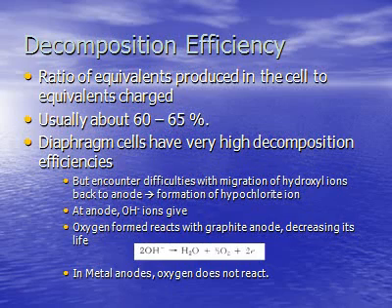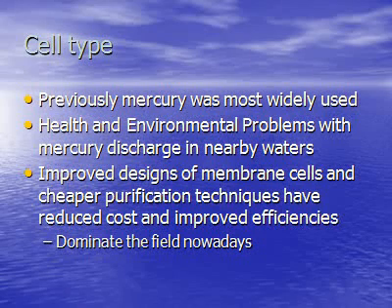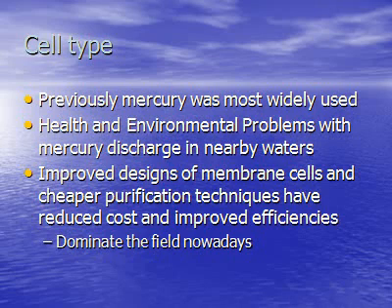Decomposition efficiency is the ratio of equivalents produced in the cell to the equivalents charged, usually about 60 to 65%. Diaphragm cells have very high decomposition efficiency, as you can see. Cell types: previously, mercury cells were most widely used, but there were health and environmental problems with mercury discharge into nearby water. Improved design of membrane cells and cheaper purification techniques have reduced cost and improved efficiency. Membrane cells dominate the field nowadays.